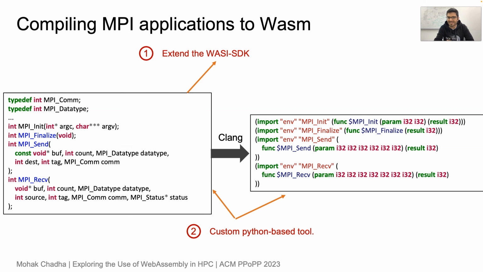On the right is again a WAT representation for an MPI-based C application. You see here that everything is an integer. This is because we abstract all data types as integers from the perspective of the WebAssembly module, which are translated to native types at runtime by MPI Wasm. As a result, all WebAssembly modules for MPI applications are portable across different MPI libraries.